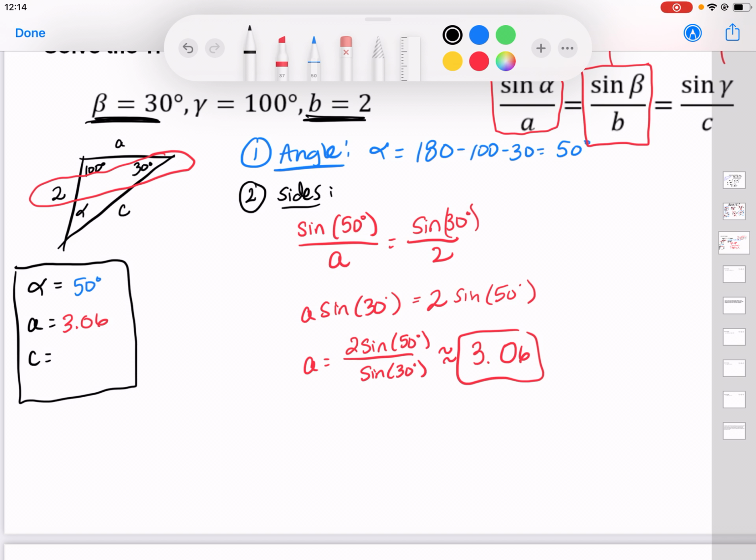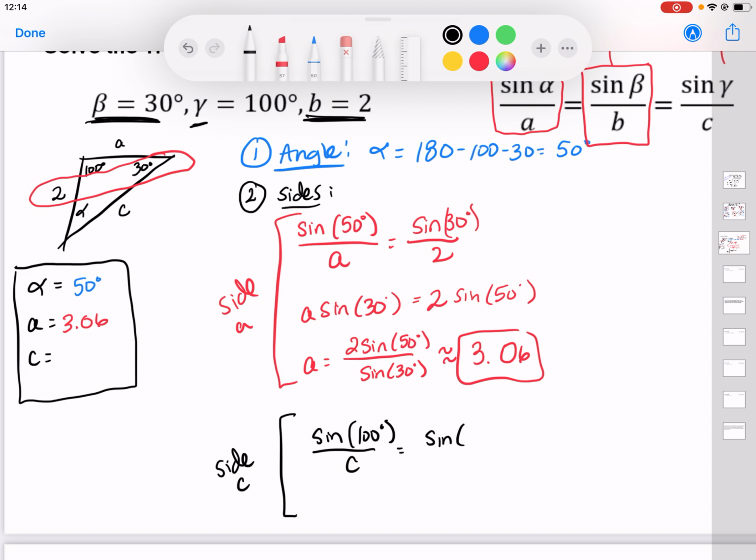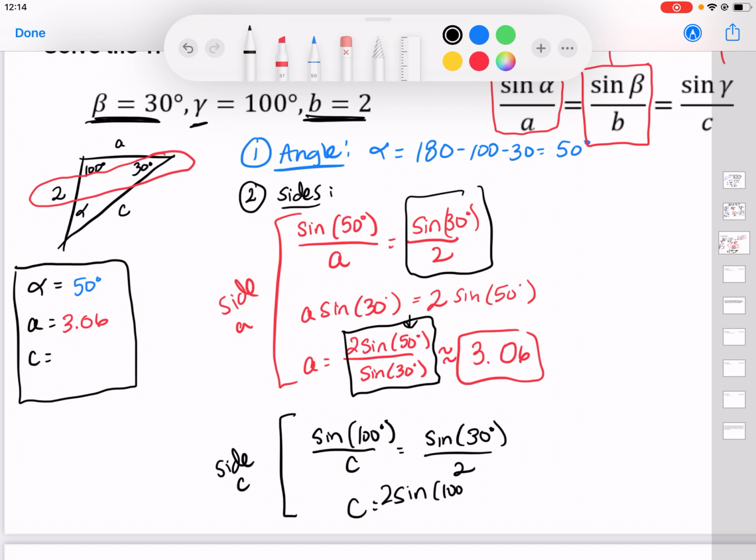Okay, and then we'll go ahead and find C. So this was all side A right here. And notice the only difference we're going to do for side C is we're going to do sine of angle gamma, and by the way, this is gamma typed right here. So sine of 100 degrees over C equals, and then I'm going to go ahead and use beta and side B, like I did right here. And since those are exactly the same, our answer should be exactly the same, except you switch out the 50 degrees. So 2 sine of 100 degrees instead over sine of 30 degrees.